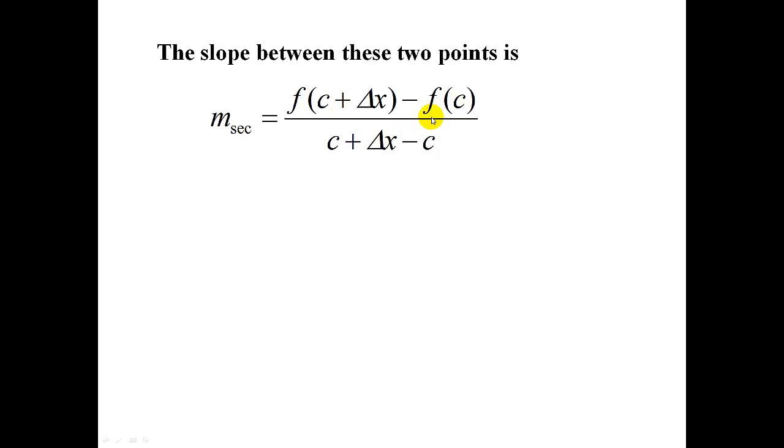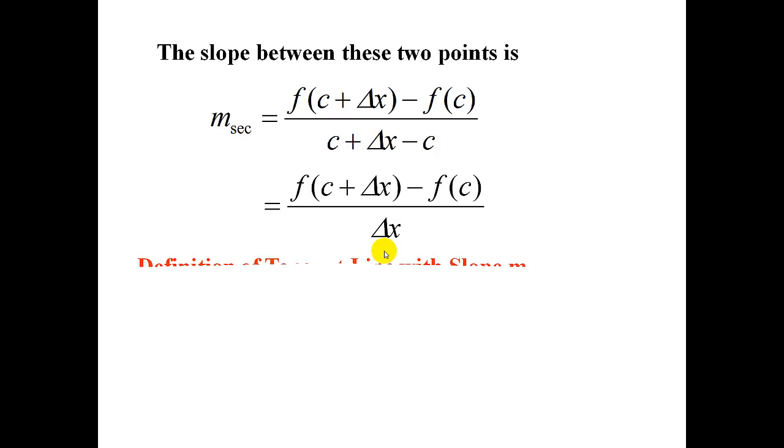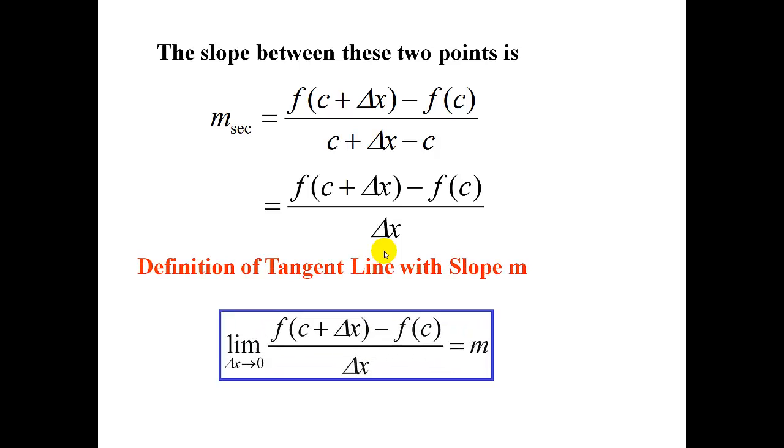Now when we simplify this, we wind up with this very important idea, that the slope of the secant line between the 2 points is f of c plus delta x minus f of c over delta x, because in the denominator the c's cancel out. Now what we're trying to do is make delta x smaller and smaller, and if that sounds like a limit, it absolutely is. And this is the definition of that tangent line with a slope of m.